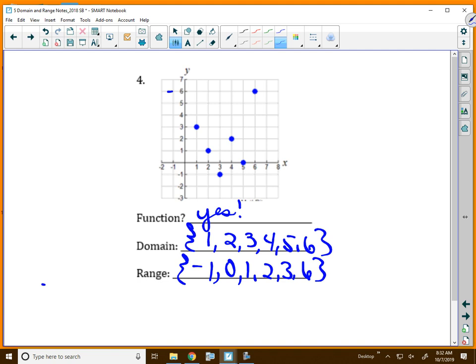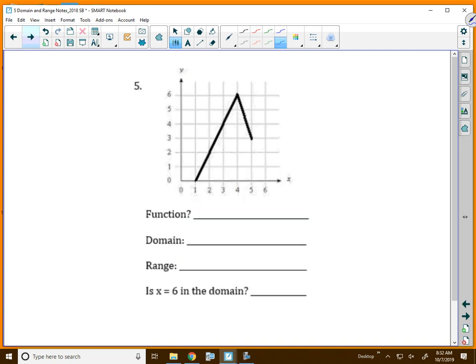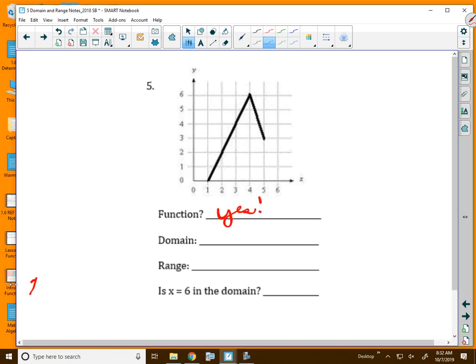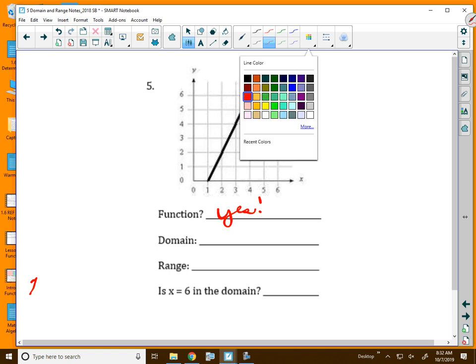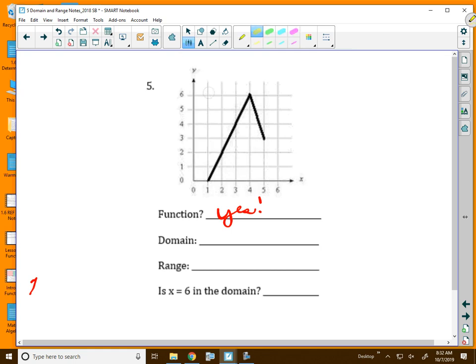I promise you it's going to get a little bit more interesting once we get to graphs. Okay, is this a function? Yes, it is. This is brand new, so I need you to listen. This is going to be the brand new part where we do domains. I'm going to grab my highlighter just to show you. So domain is which value? X. So we start at 1. Where do we end? 5.